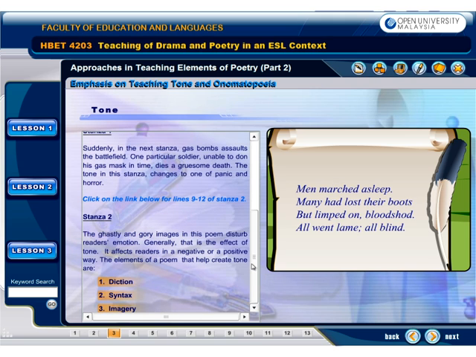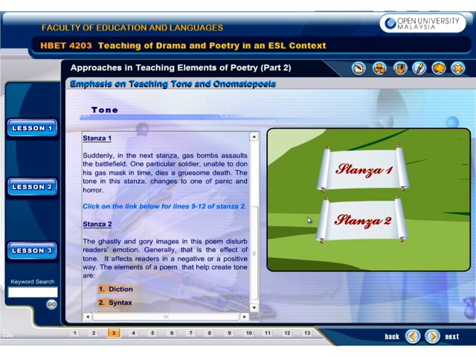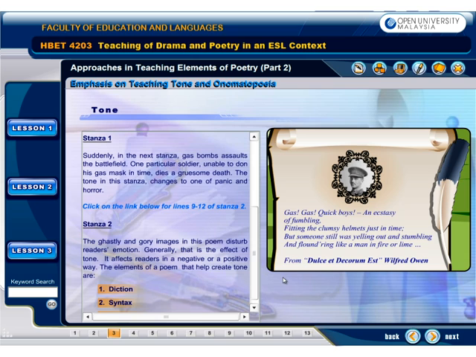Men marched asleep. Many had lost their boots, but limped on bloodshot. All went lame, all blind. Gas, gas, quick boys, an ecstasy of fumbling, fitting the clumsy helmets just in time. But someone still was yelling out and stumbling, and floundering like a man in fire or lime. From Dulce et Decorum Est, Wilfred Owen.